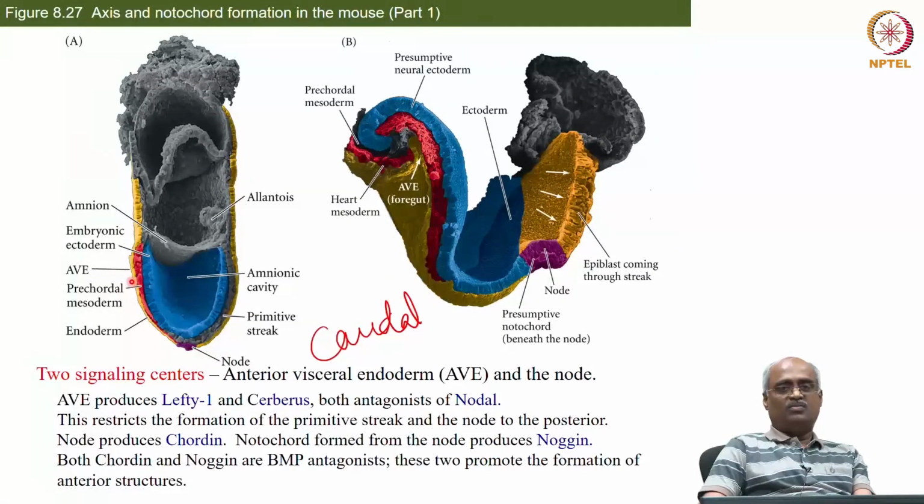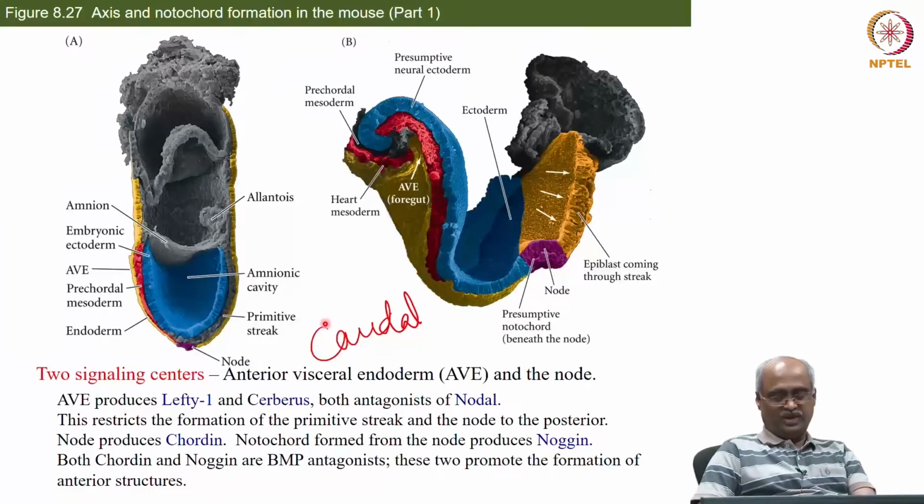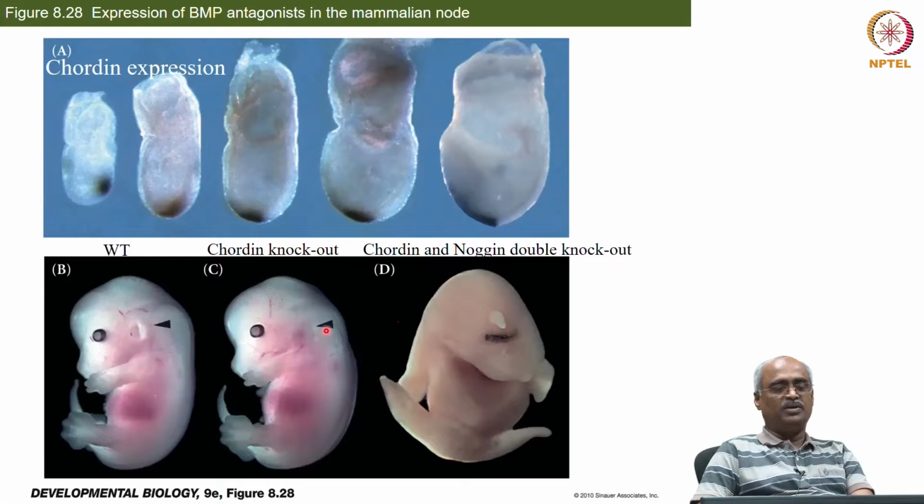And what they do, they actually are antagonists of the BMP signaling. So BMP gets restricted to the posterior, and so chordin and noggin are important for the head structures to form, okay, including the neural tube. So this is illustrated by the phenotypes of the chordin and noggin knockout mice shown here.